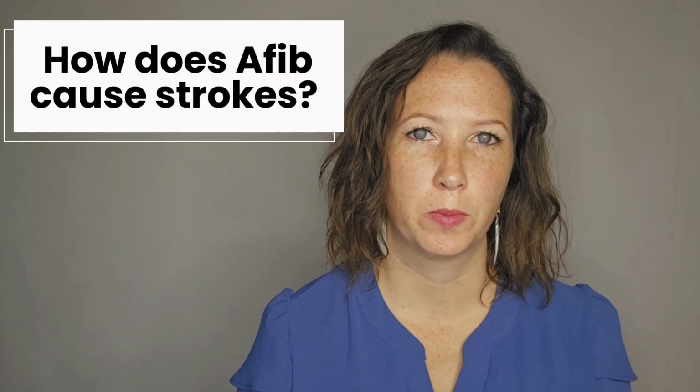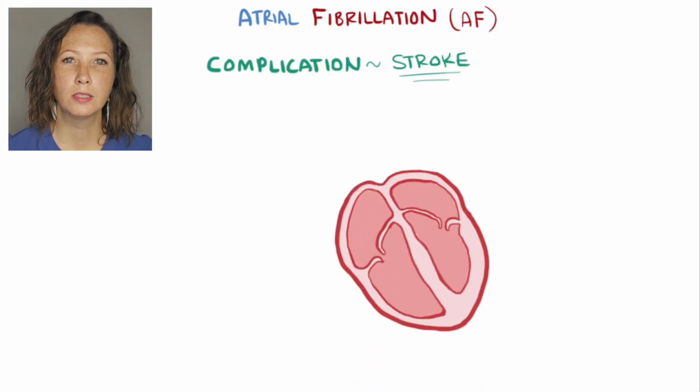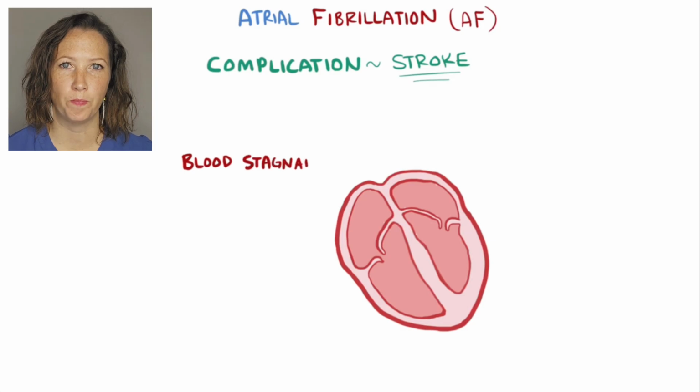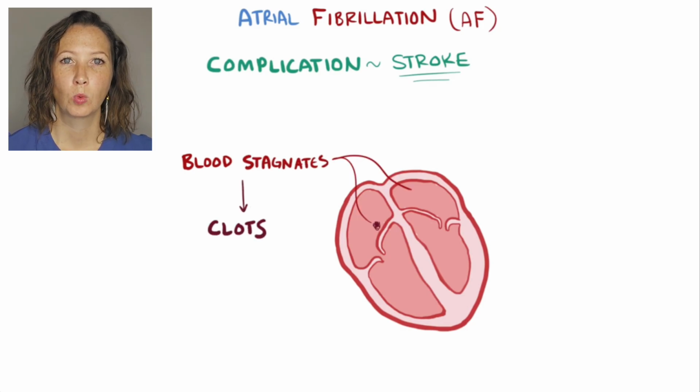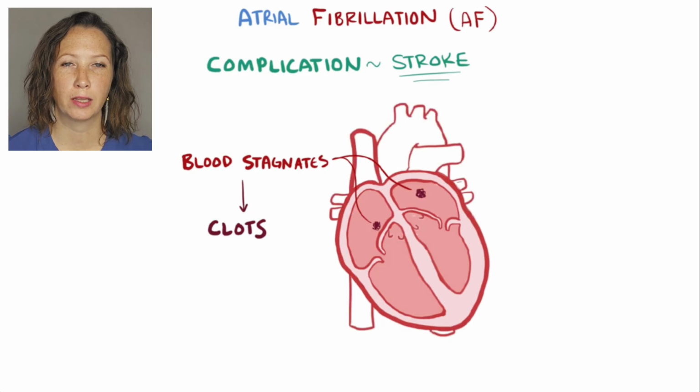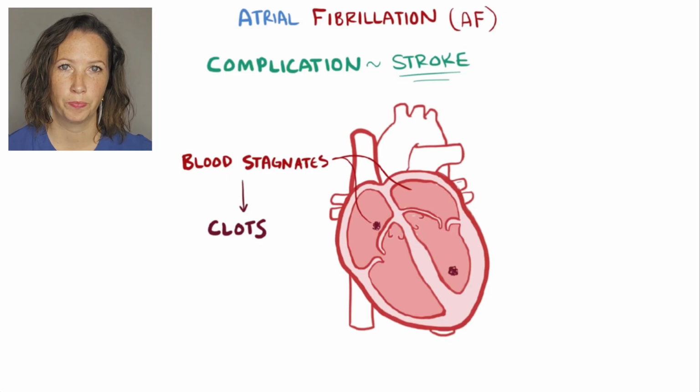So how does AFib cause strokes? Because the atria don't squeeze effectively, blood can pool inside the left atrium, especially in a small pouch called the left atrial appendage. When blood sits still, it's much more likely to clot. If one of those clots breaks loose, it gets carried along with the blood into the left ventricle. Then the left ventricle pushes that blood, including any clots, to the aorta, which is like the main highway that distributes the blood to the rest of the body.